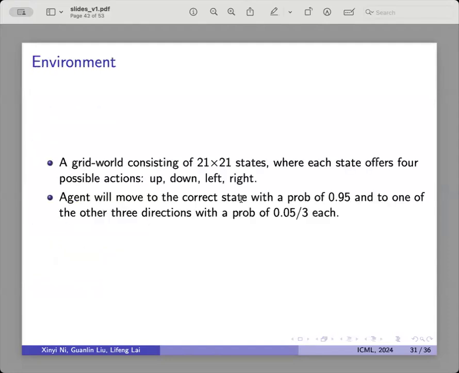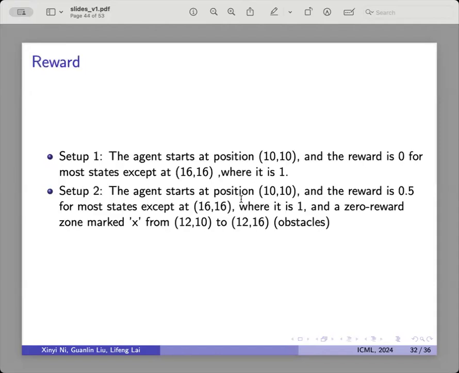We also validate our algorithm in experiment. The environment we use here is a grid world consisting of 21 times 21 states, where each state offers 4 possible actions. The agent can go up, go down, go left, or go right. And to consider randomness, the agent will move to the correct state with a probability of 0.95 and to one of the other 3 directions with equal probability.